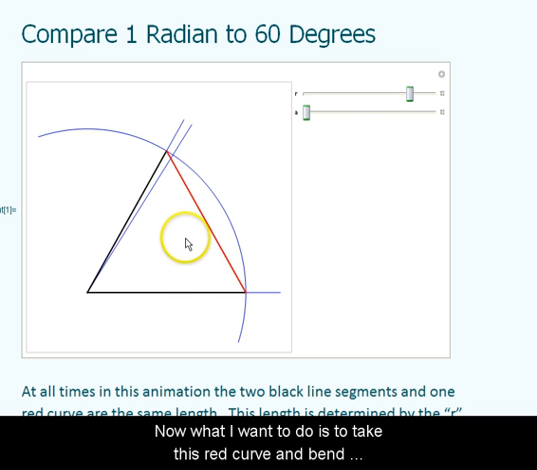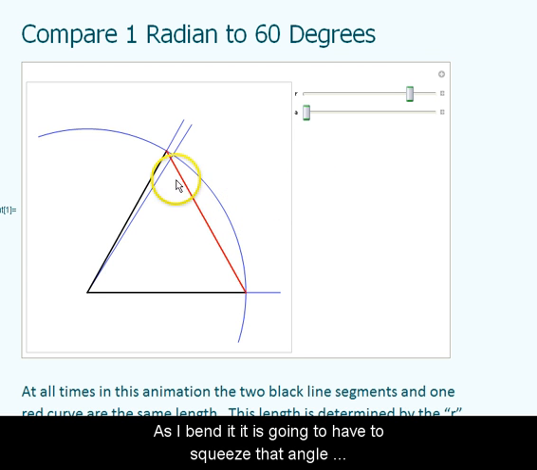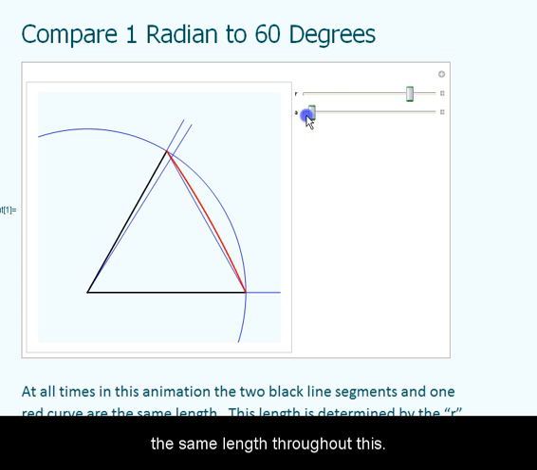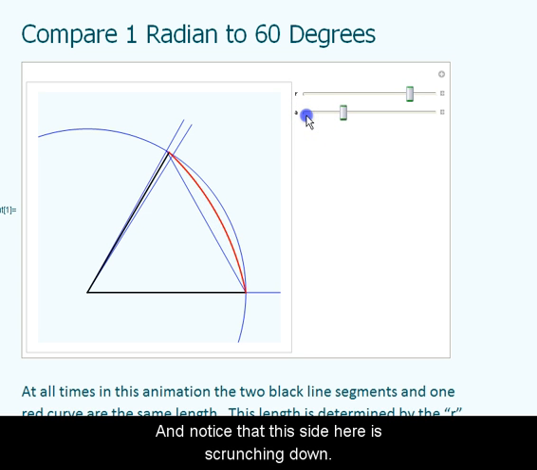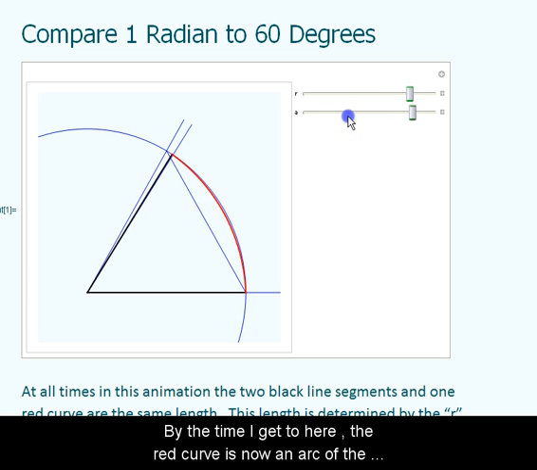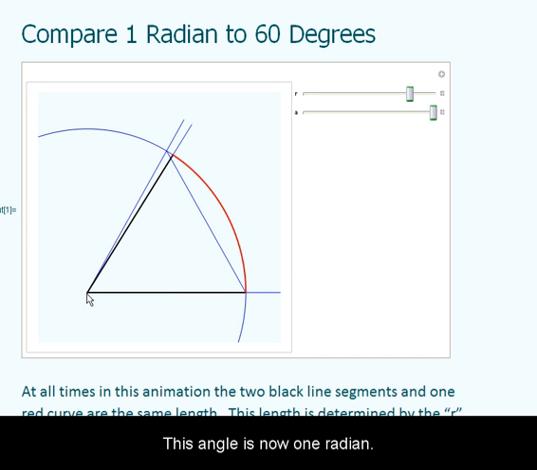Now what I want to do is take this red curve and bend it until it's on that circle. And as I bend it, it's going to have to squeeze the angle together because I'm going to keep it the same length. The red curve is going to stay the same length throughout this. And notice that this side here is scrunching down. I'm keeping this side fixed. But this side right here is scrunching down as that red curve gets bent. And by the time I get to here, that red curve is now an arc of the circle, where this is at the center of the circle. And this angle is 1 radian.